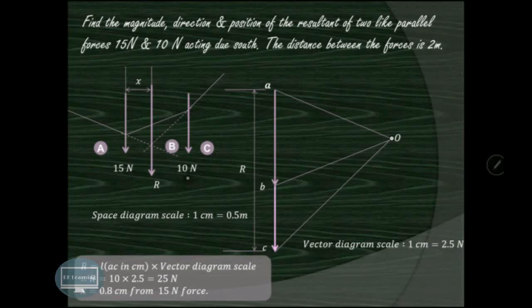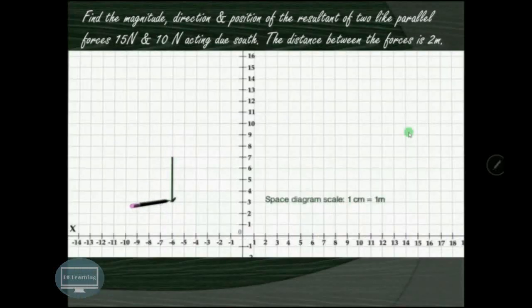Similarly, we can measure the distance x, and this distance x, when we measure, it is 1.6 centimeter, but our scale is 0.5. So 1.6 into 0.5, so that is 0.8 centimeter from 15 Newton force. So this distance x is 0.8 centimeter from this 15 Newton force. Now let us draw this actually on our graph paper by using some different scales. Let us try to understand how to draw it actually on our graph paper.